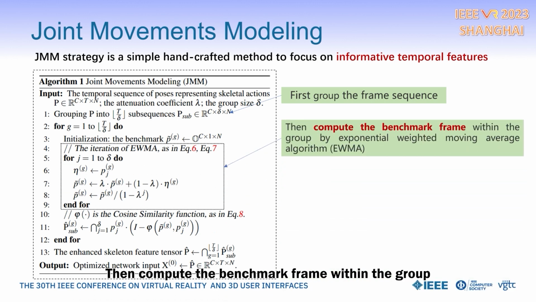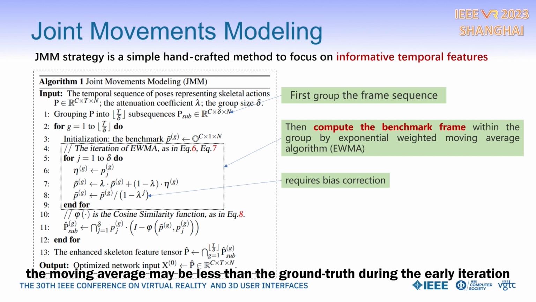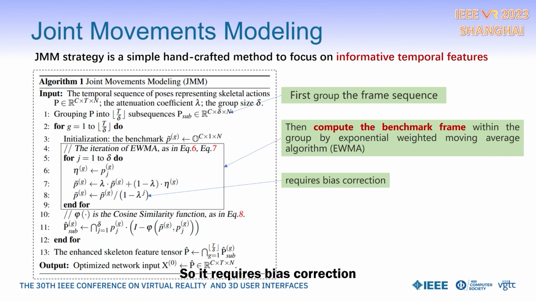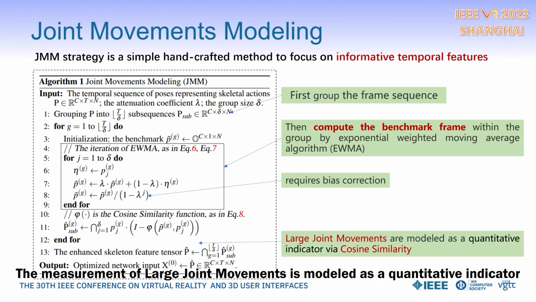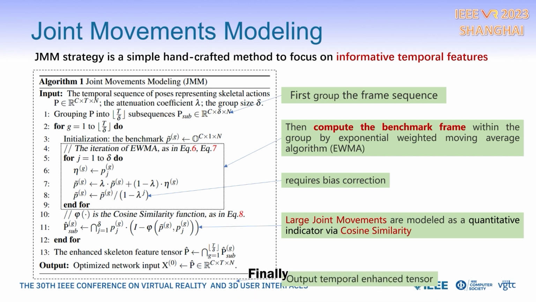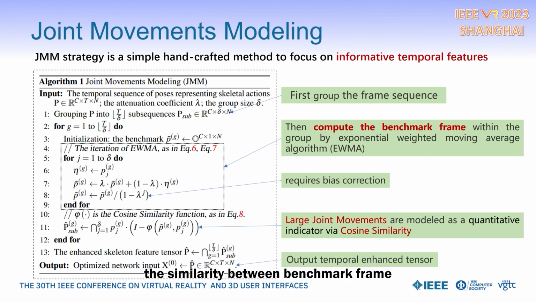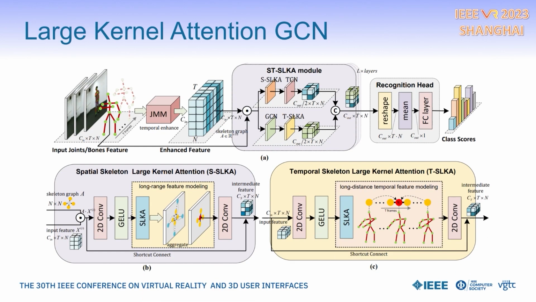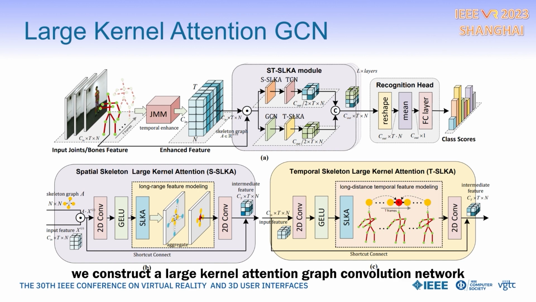Then compute the benchmark frame within the group by the exponential weighted moving average algorithm, EWMA. However, the moving average may be less than the ground truth during the early iterations, so it requires bias correction. The measurement of large joint movements is modeled as a quantitative indicator. Finally, the similarity between the benchmark frame and each frame is used to enhance temporal features. Based on two-stream AGCN, we construct a large kernel attention graph convolution network by integrating the above modules.